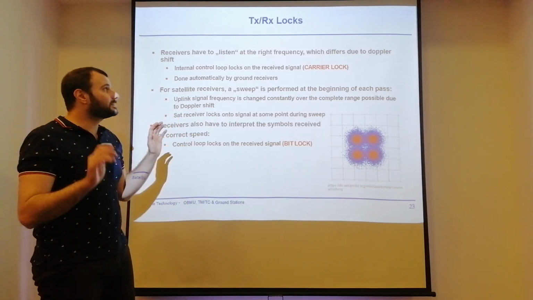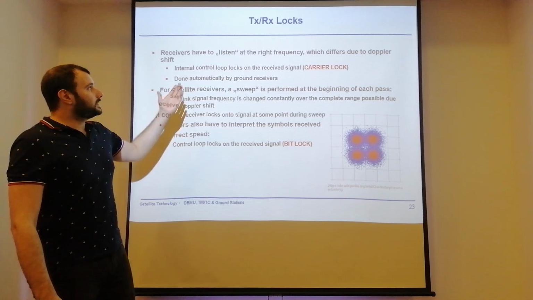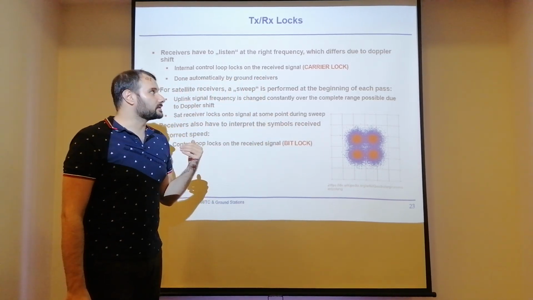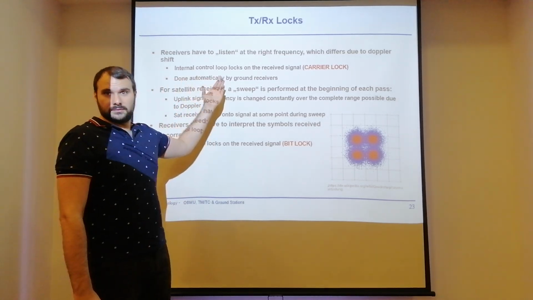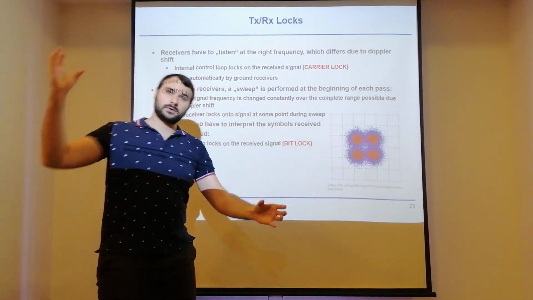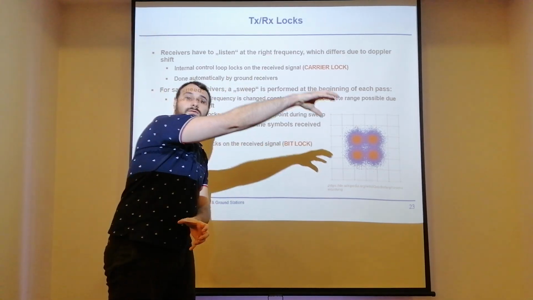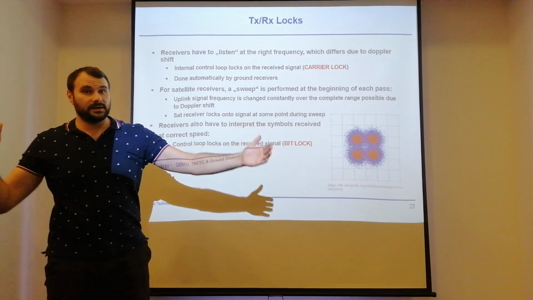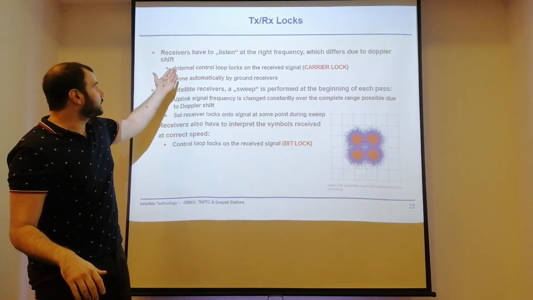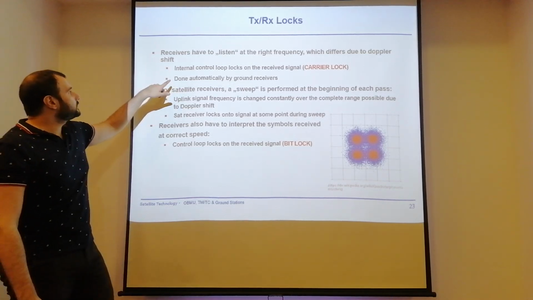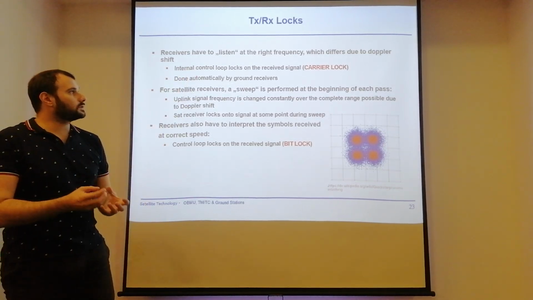You want to hear the signal if you're the receiver, but the frequency of your signal that is actually coming in differs because of the Doppler shift. Yeah? The satellite is passing over a ground station at a high velocity, and it's approaching you, and then it's flying away from you. So the Doppler shift has a big influence on your receiving, on your frequency. And that's why you have an internal control loop that locks on the received signal.